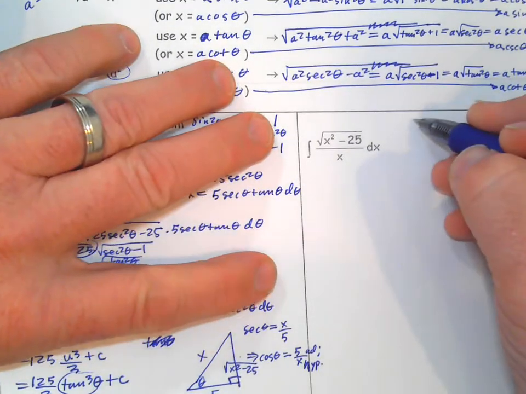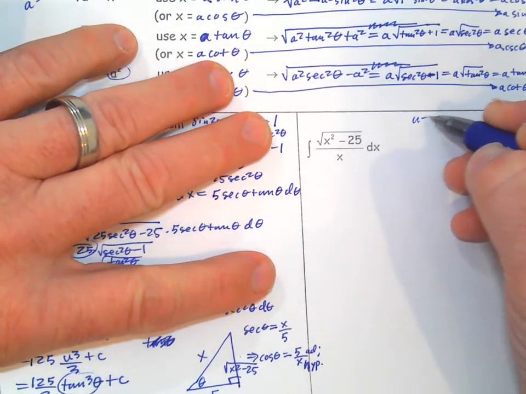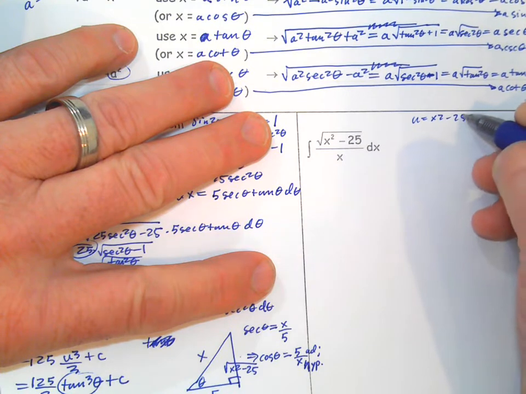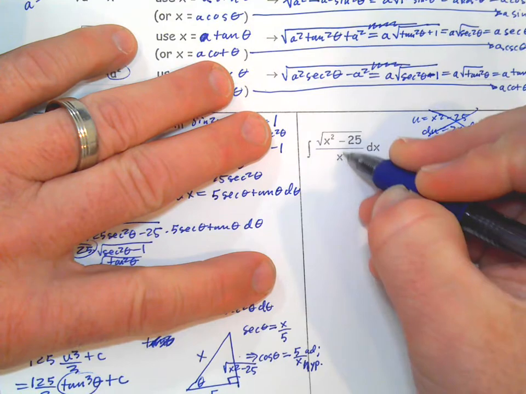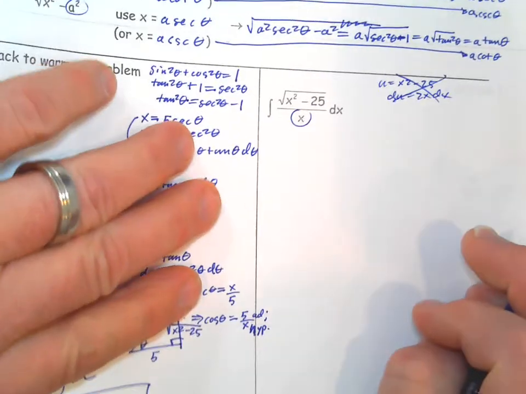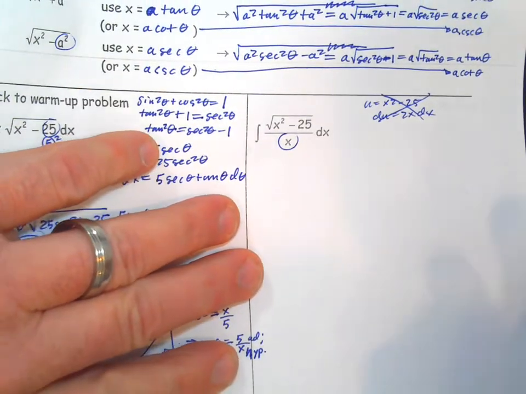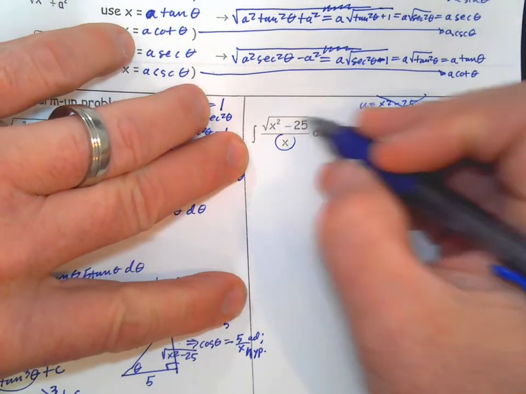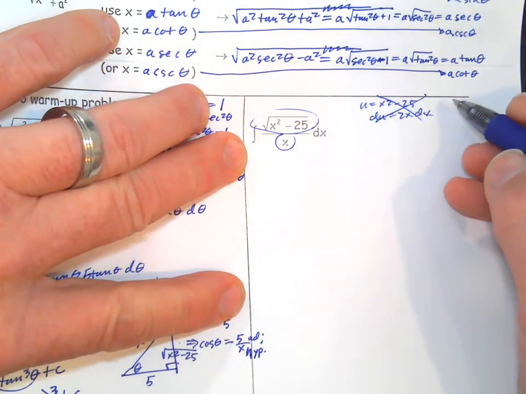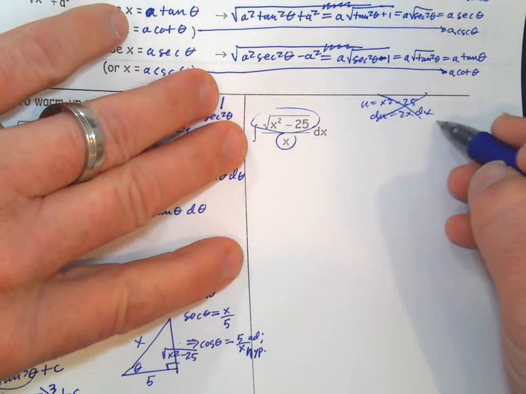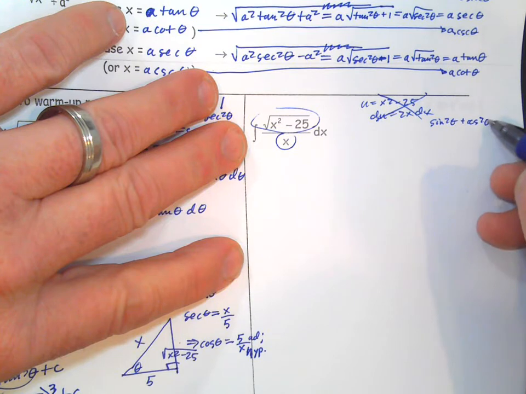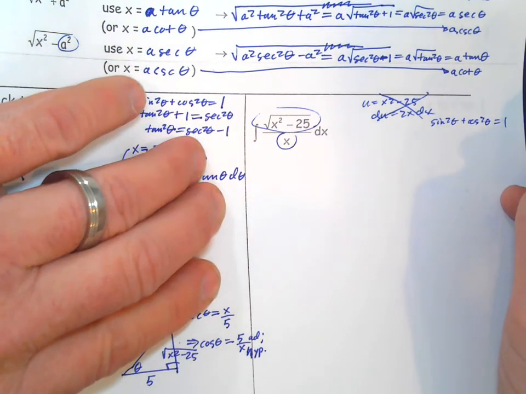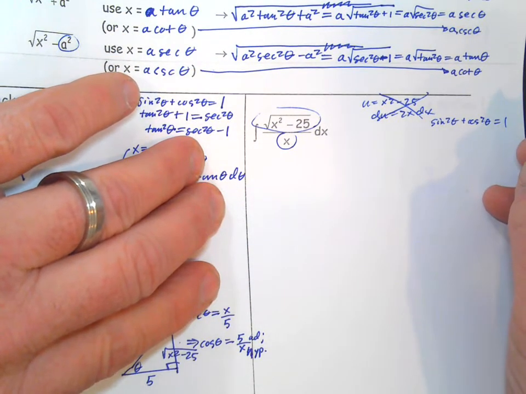So let's try a few more examples. Can we do regular U sub? U equals x squared minus 25, du equals 2x dx. This isn't going to work because the x is in the bottom. So let's try this trig substitution. Now we're trying to get this pattern right here. So which pattern is that going to be? Well, we can just write these down real quick. I should be able to do these Pythagorean trig identities from memory.